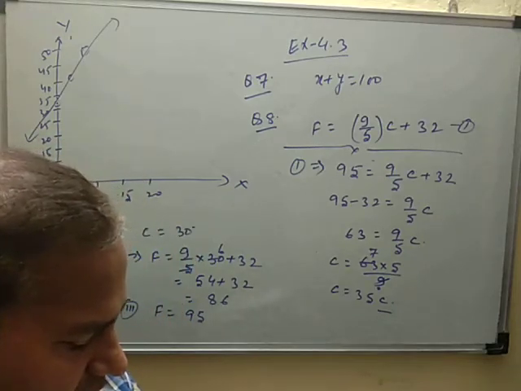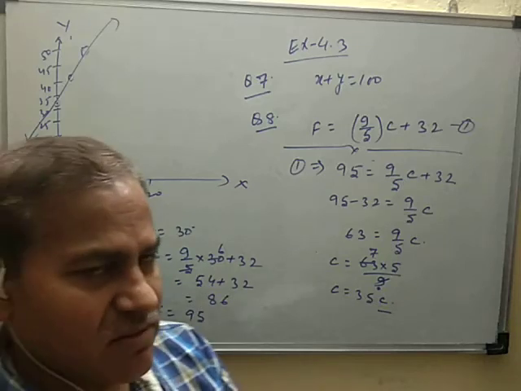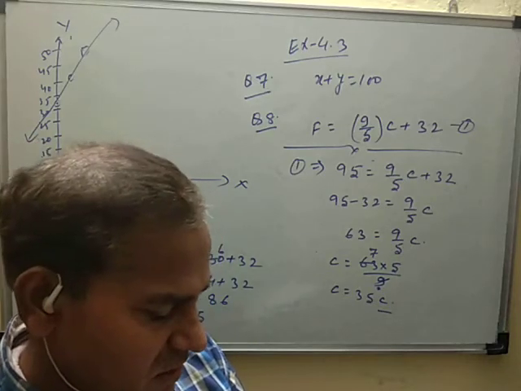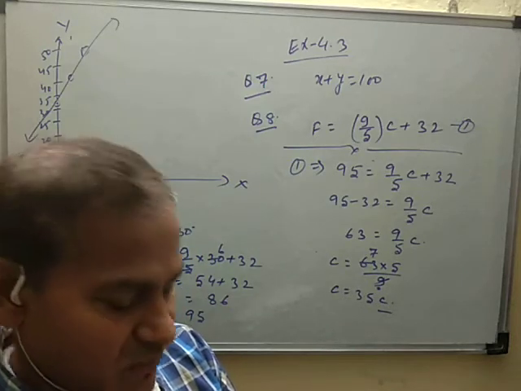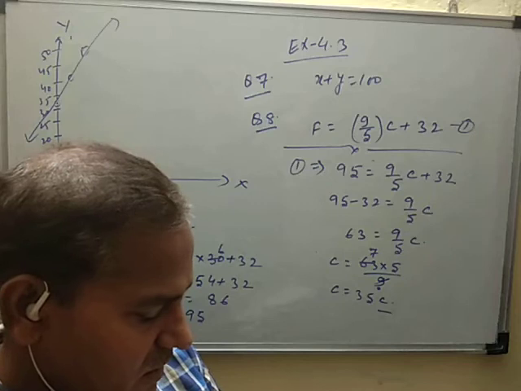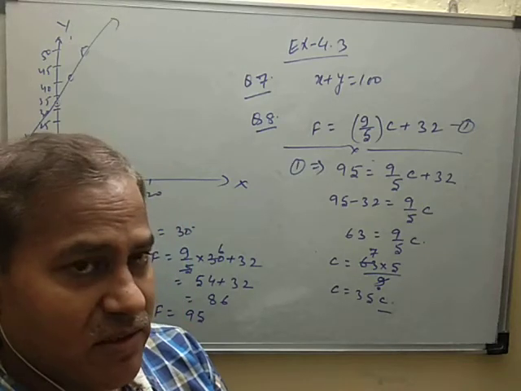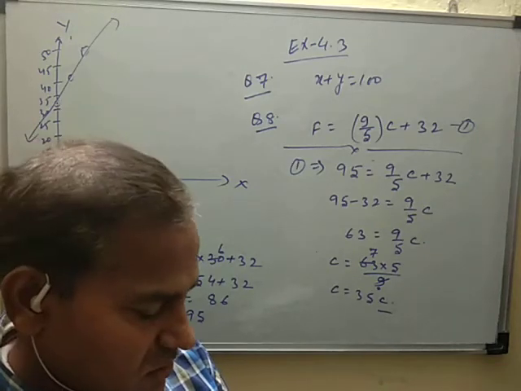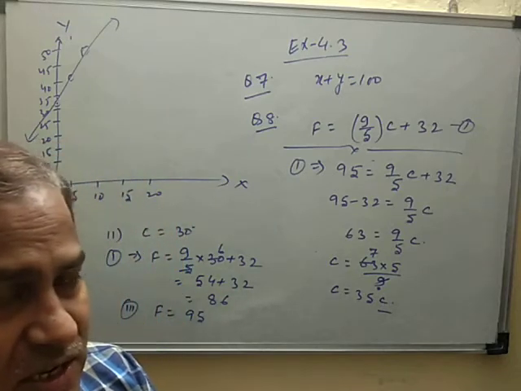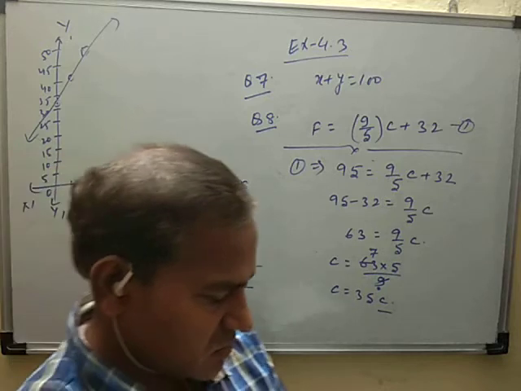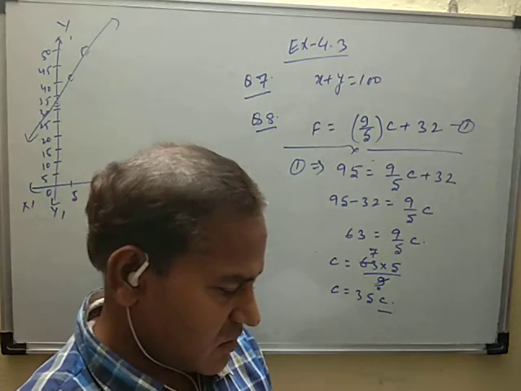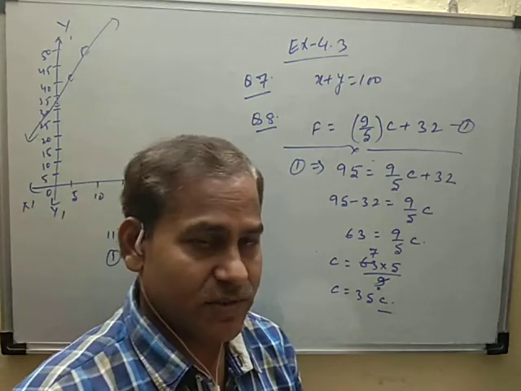Similarly the fourth part, if the temperature is 0 degrees Celsius, C given, then what is the temperature in Fahrenheit? That is find F. Put C as 0 and find the value of F. And if the temperature is 0 degrees Fahrenheit, that is F given 0, then what is the temperature in Celsius? That is find the value of C. Same will come out. So this exercise 4.3 is completed.